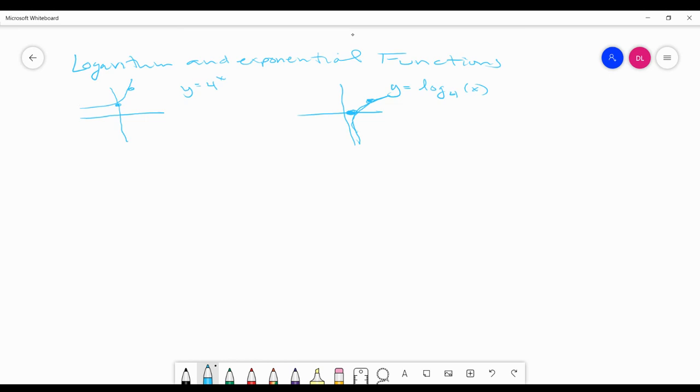Morning, guys. So we are starting our unit on logarithms and exponential functions here. So again, let's look at this here.